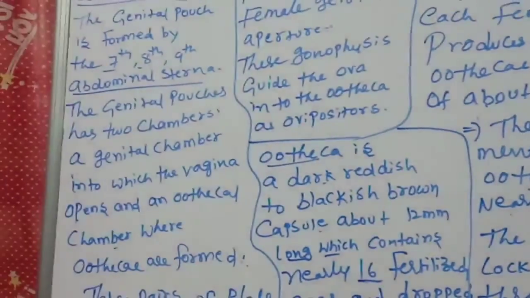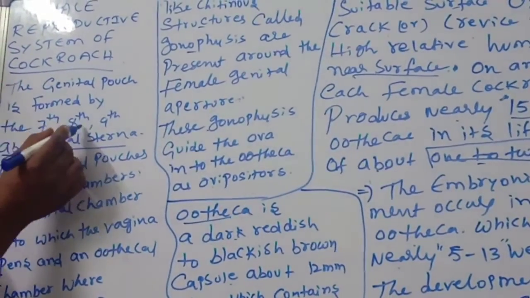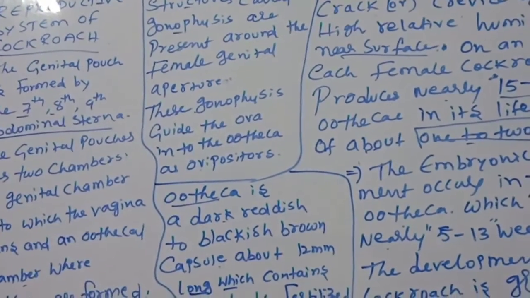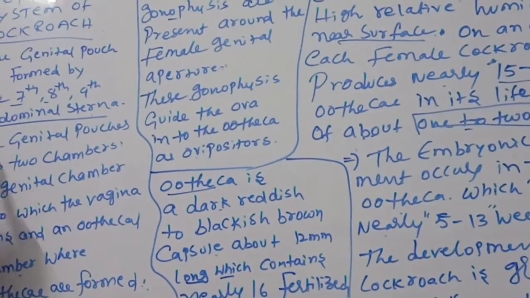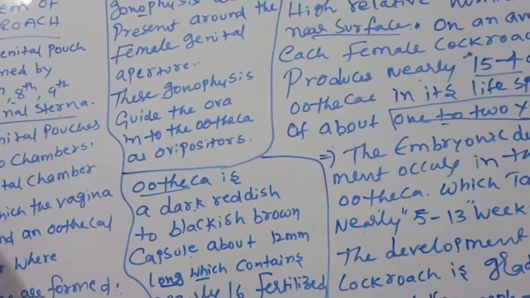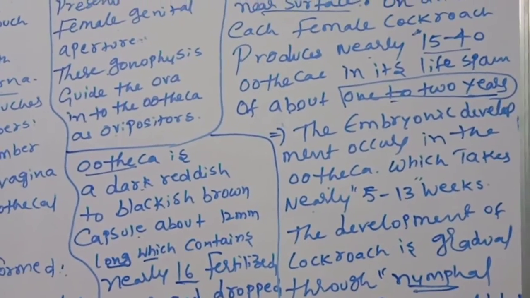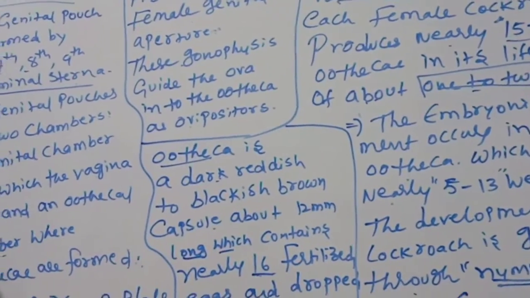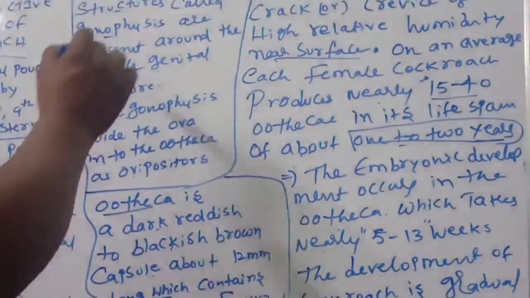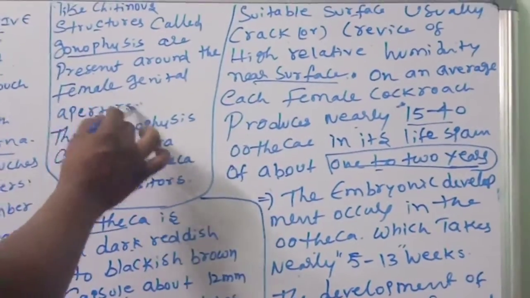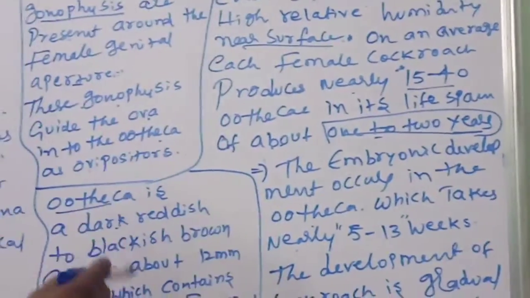Okay, children, observe carefully. The genital pouch in the cockroach is formed by the 7th, 8th, 9th abdominal sterna. Dorsally tergites, ventrally sternites, like that we studied. The genital pouch has two chambers: a genital chamber into which the vagina opens, and an oothecal chamber where ootheca are formed. Next, three pairs of plate-like chitinous structures called gonophyses are present around the female genital aperture. These gonophyses guide the ova into the ootheca as ovipositors.